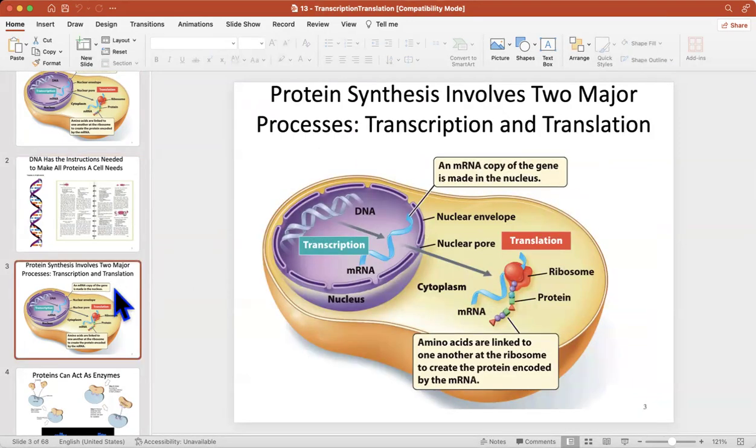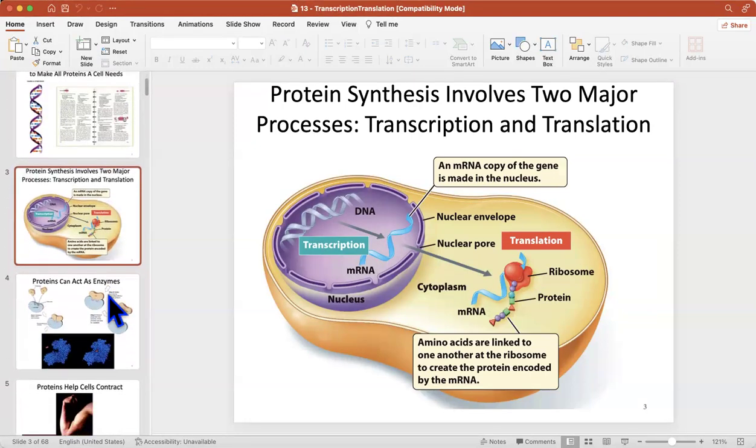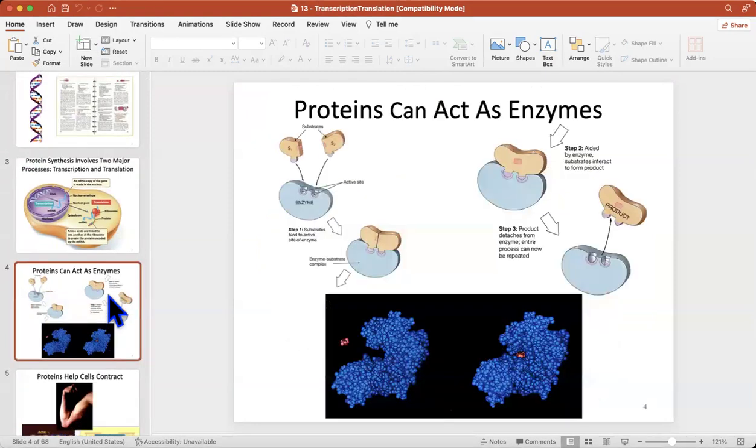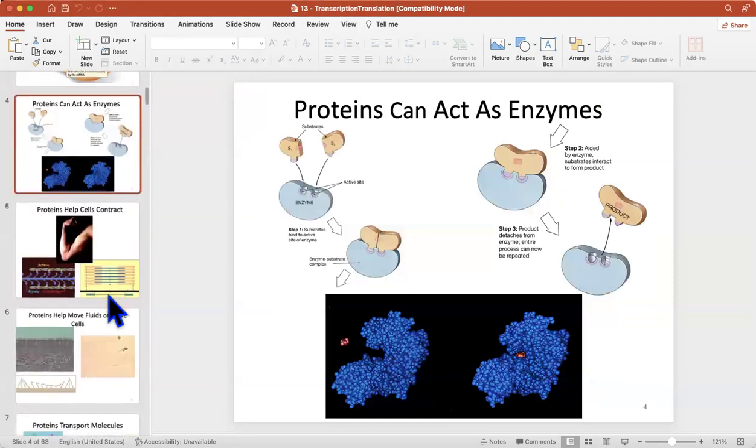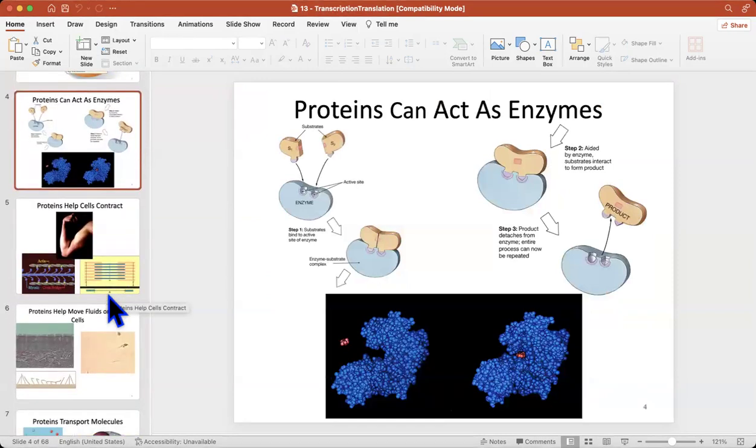So there are two main processes to produce protein. The first one is transcription, and the second one is translation. And your whole body is made of protein, so proteins have a lot of functions. This part is the review, protein functions.